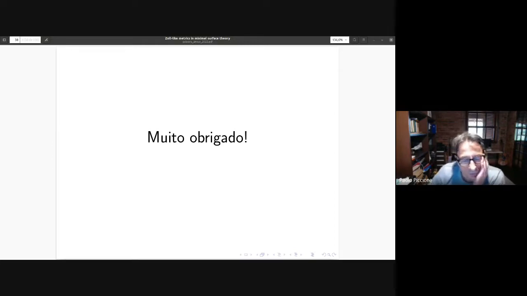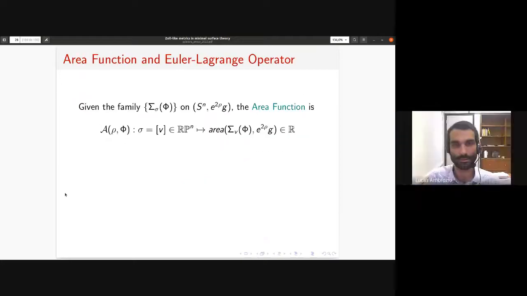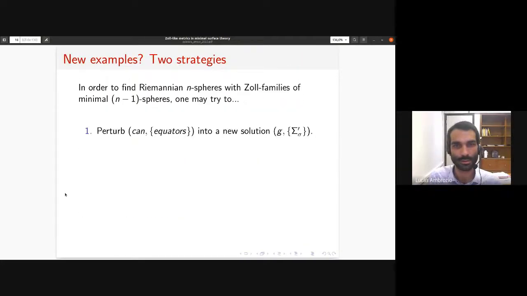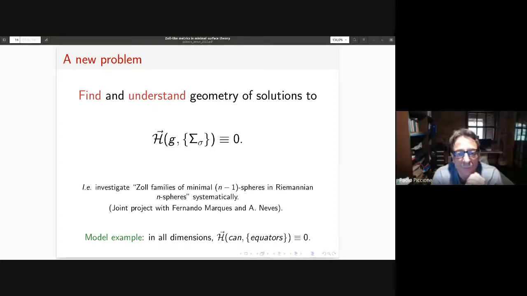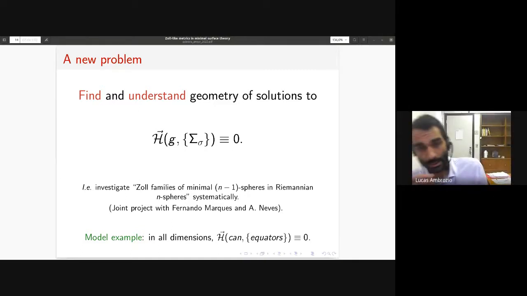Let me ask you, Lucas, something. You have a slide where you say that you studied the equation h equals zero as a function on the space of metrics. So this is defined only for metrics that belong to the class of admitting this family Sigma, capital Sigma with index sigma, right? Exactly.